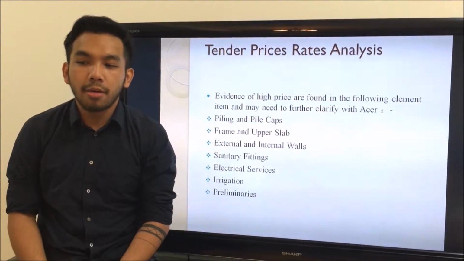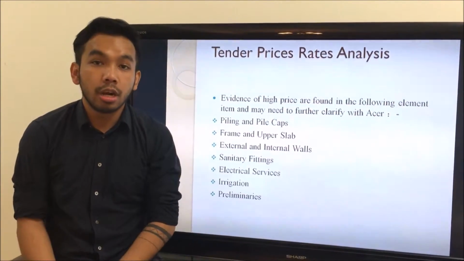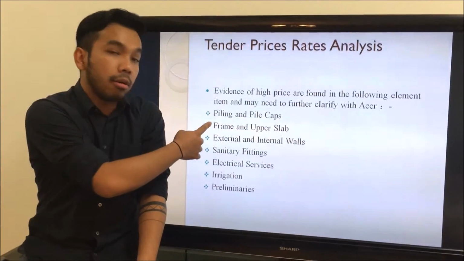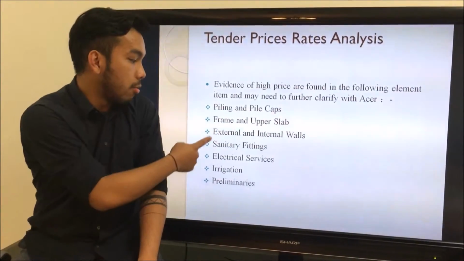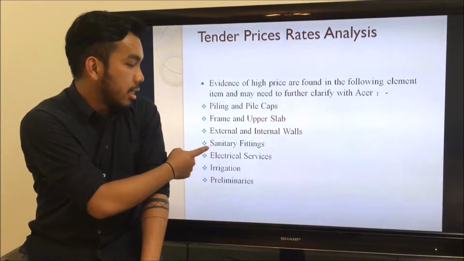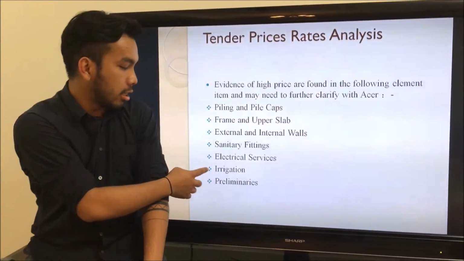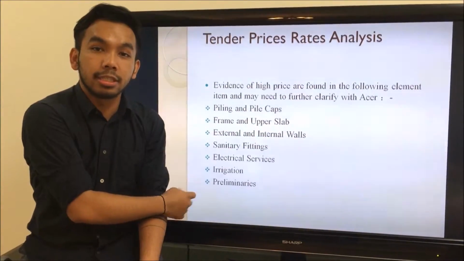Evidence of high price are found in the following element items and may need to be further clarified with Acer. The first item is the piling and the pile caps. Second item is the frame and upper slab. The third one, external and internal walls. The fourth one, sanitary fittings. And the fifth one, electrical services. The sixth one is the irrigation, and the seventh one is the preliminaries.